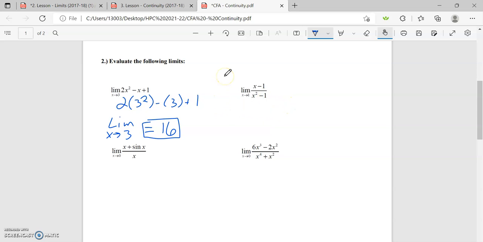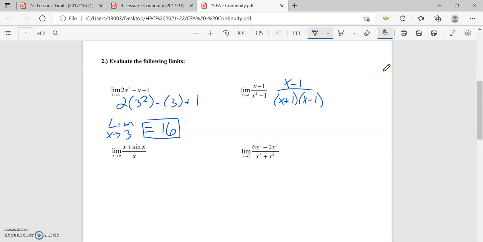Okay, for this one, we try the same thing: 1 minus 1 over 1 squared minus 1. That is 0 over 0. That isn't going to work. So step 2: if step 1 didn't work and we get a 0 in the denominator, then we go on to step 2, which is to try to factor it. The x minus 1 on top, we can't really do anything with. But the other one, we can say x plus 1 times x minus 1, because that is a difference of squares.